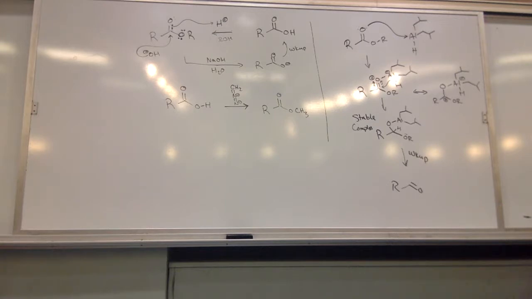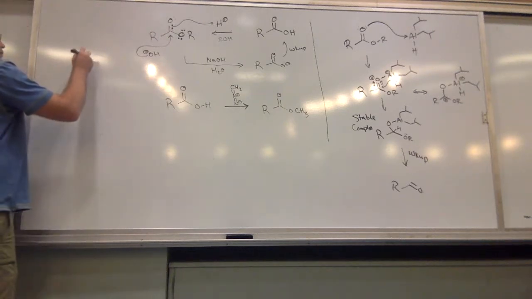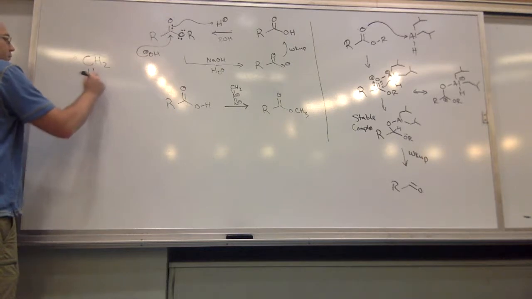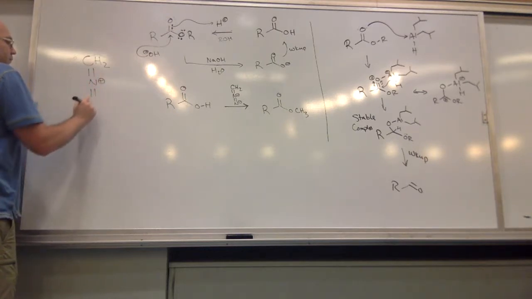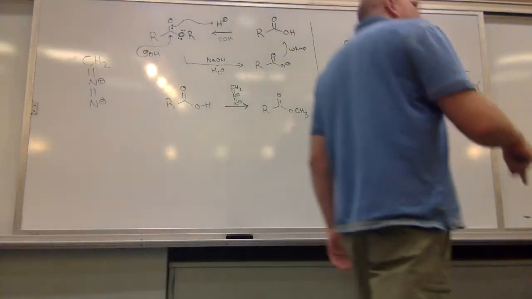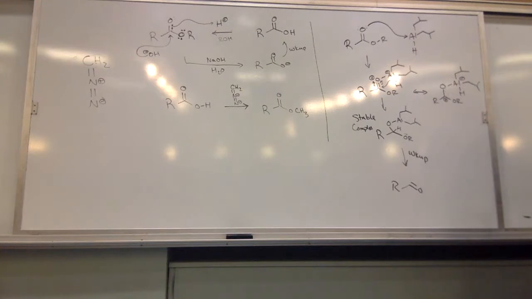Now diazomethane, what's the OH? It's CH2, double bond nitrogen, double bond another nitrogen, positive charge on the middle nitrogen, negative charge on the other nitrogen. Okay, so this is a reagent that's kind of interesting.